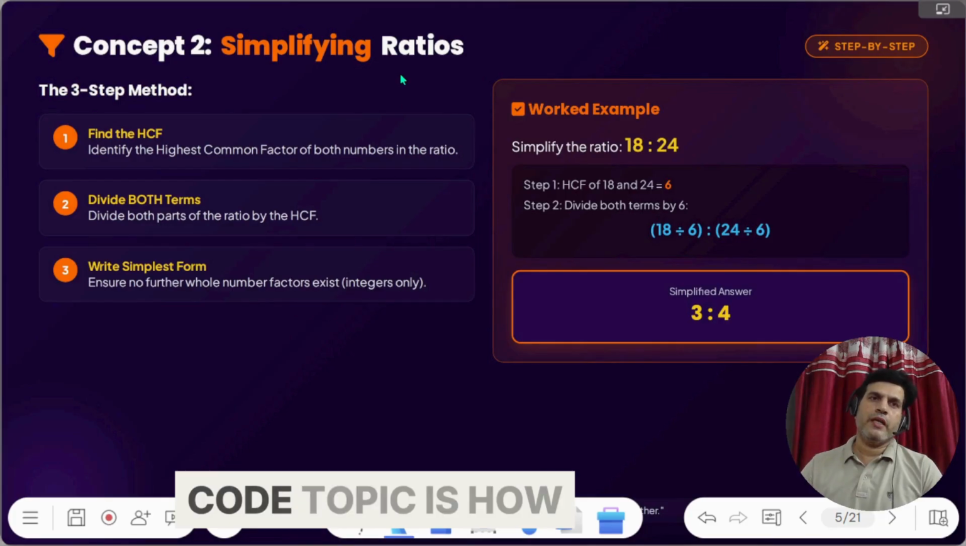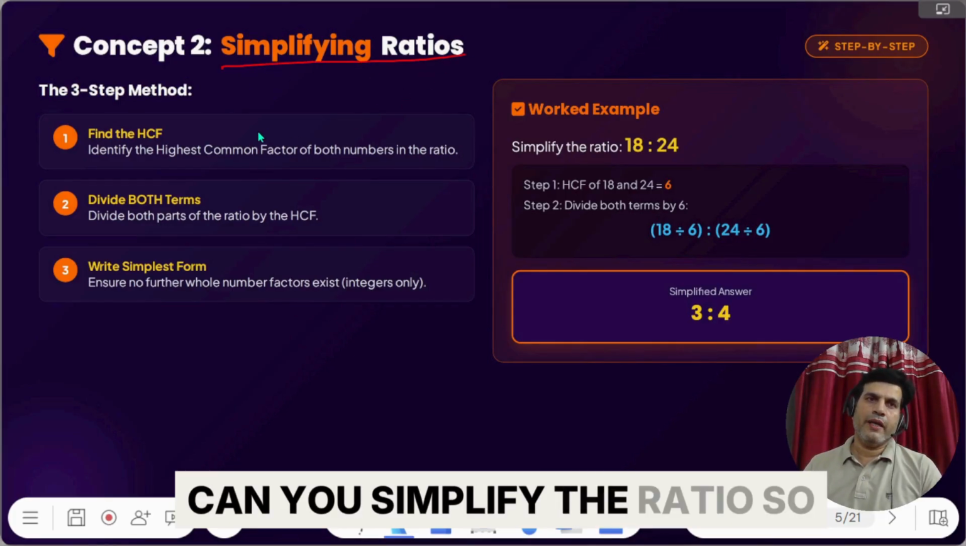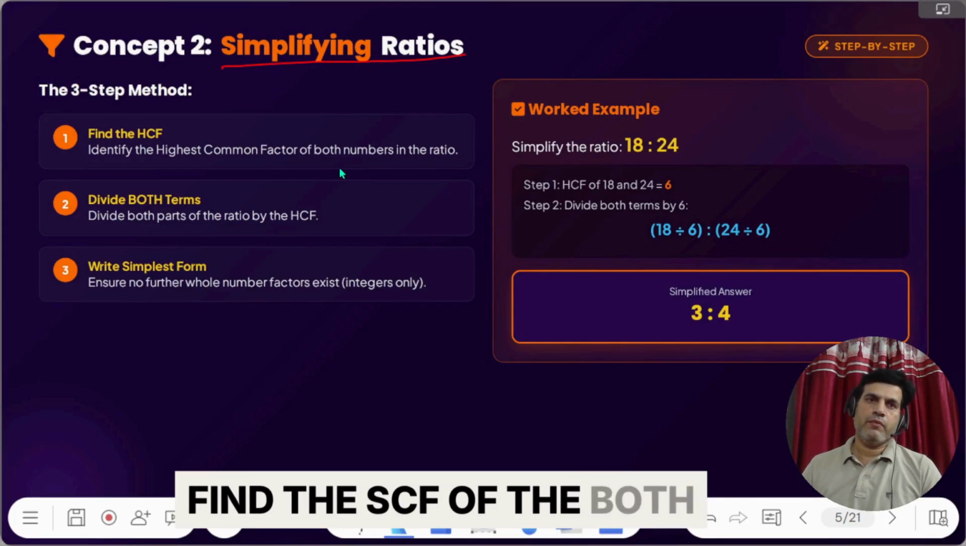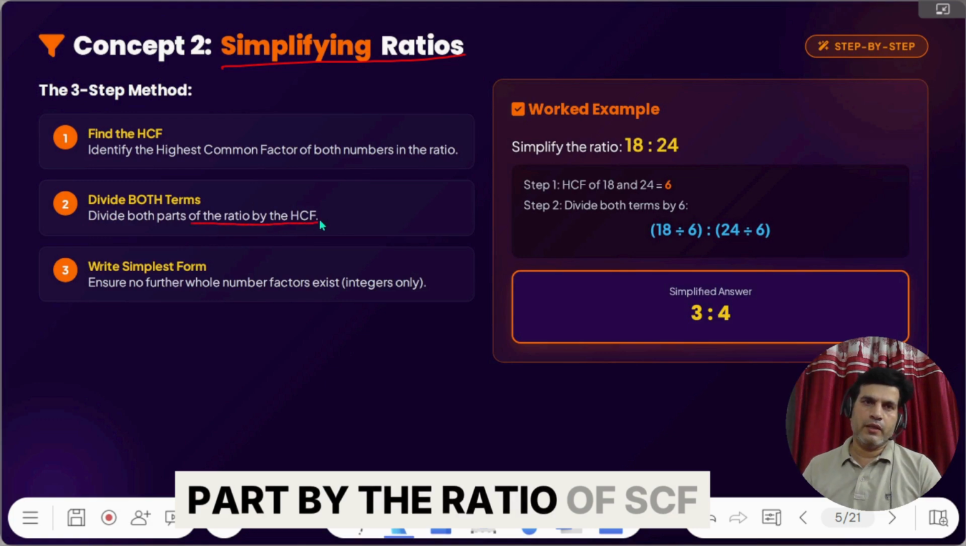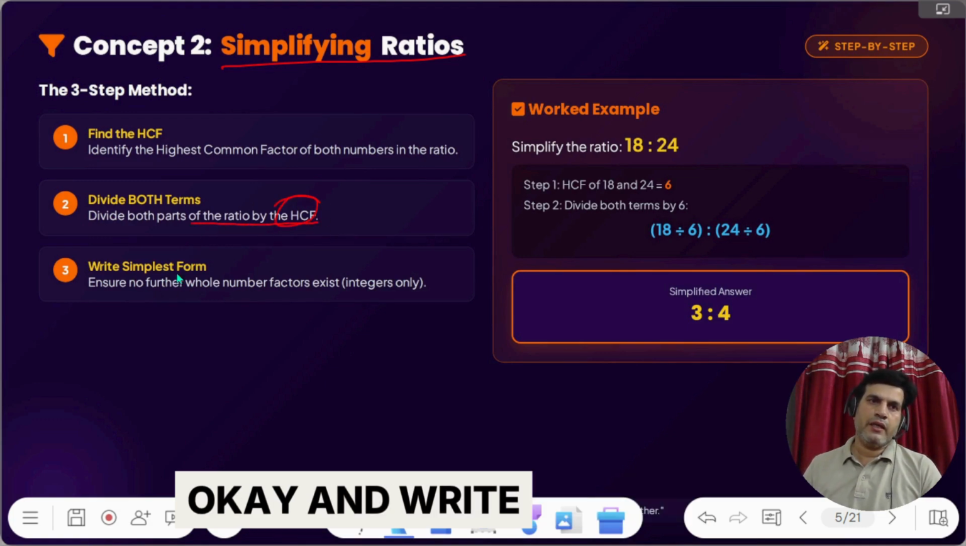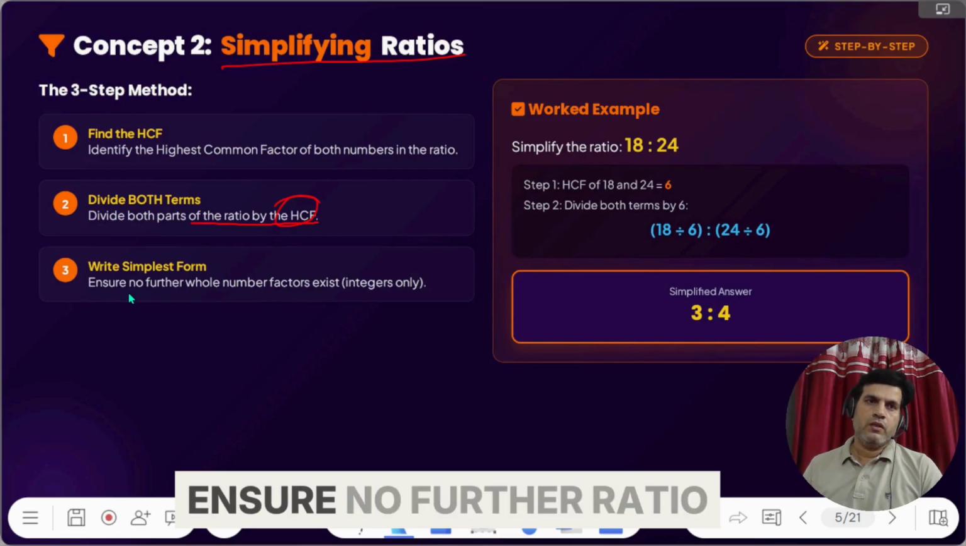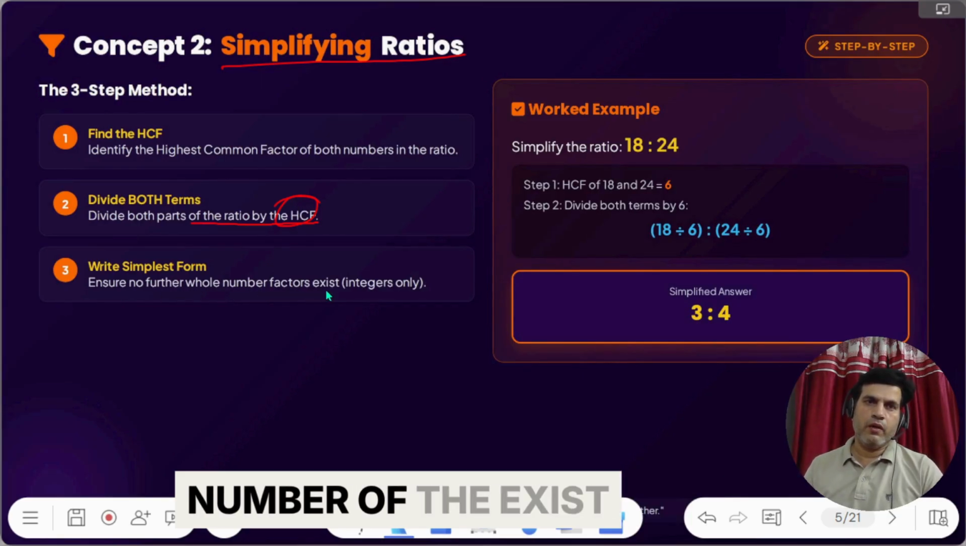The next topic is how can you simplify a ratio? Find the HCF of both parts of the ratio and divide both parts by the HCF. Then write it in the simplest form, ensuring no further common factor exists.